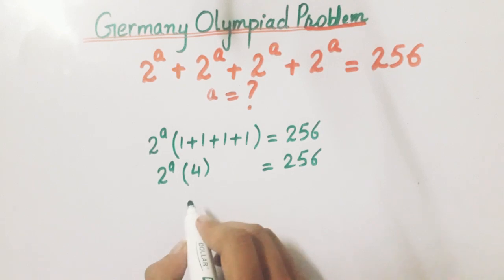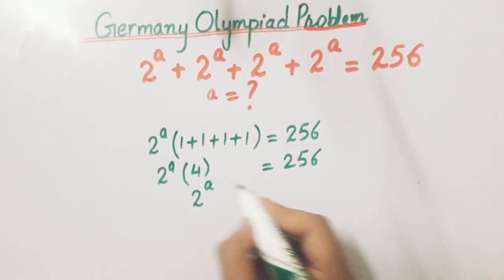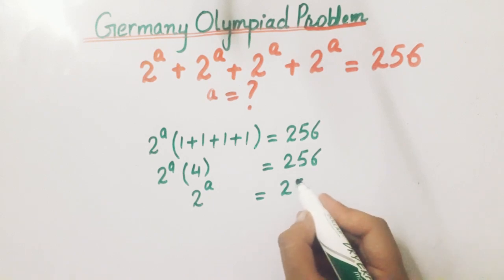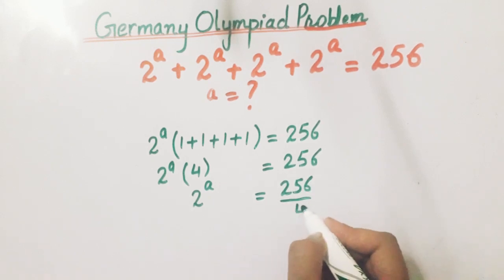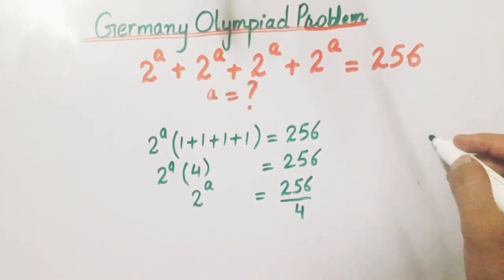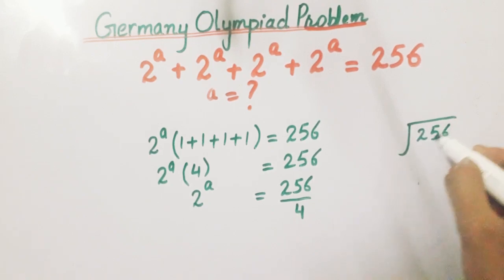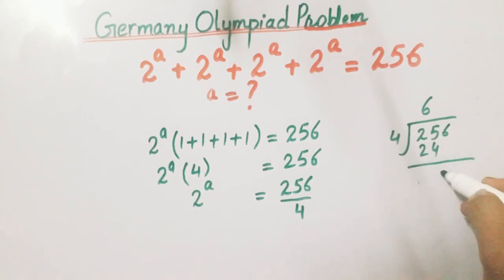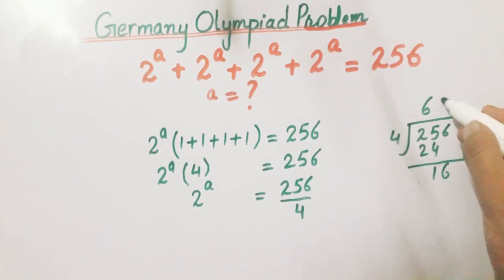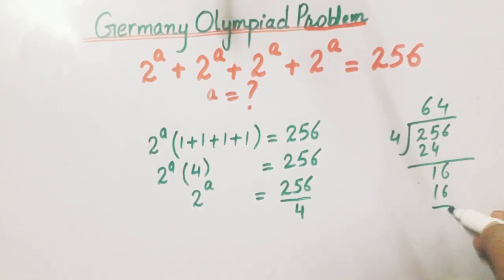Now 4 is multiplied here, so it will be divided. So we get 2 raised to power a equals 256 divided by 4. Now we will divide 256 by 4 and get: 4 6s are 24, then 1 is remaining. So 4 4s are 16. We get 64. So 2 raised to power a can be written as 64.